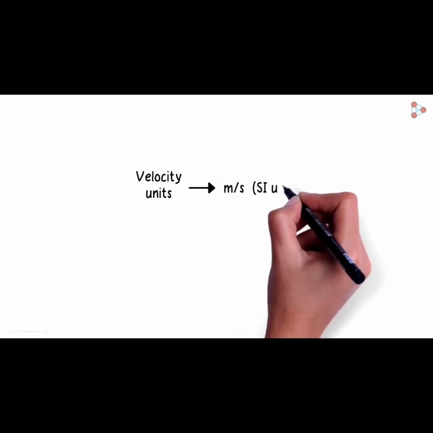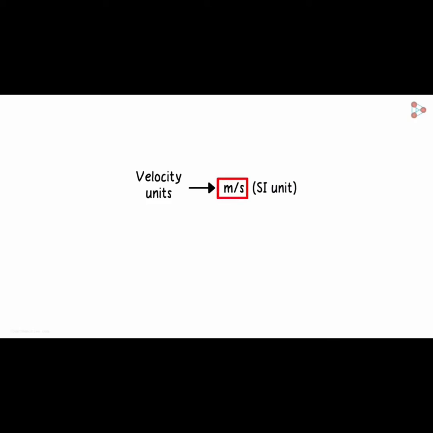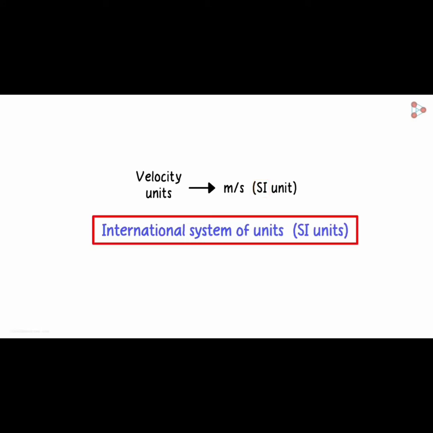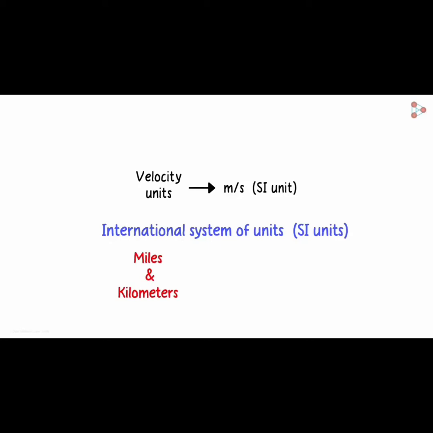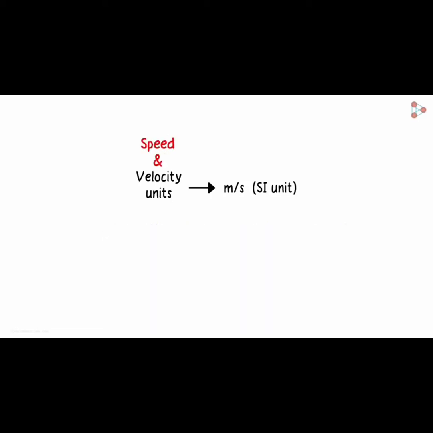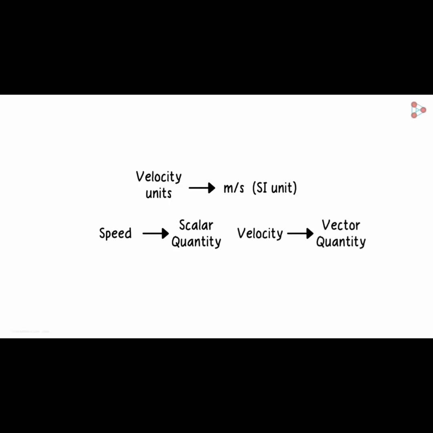The established SI unit of measurement for velocity is meters per second. And SI stands for International System of Units. This helps everyone in the world adhere to one common style of measurement. Imagine the confusion created with different measures like miles and kilometers, gallons and liters, US gallons and imperial gallons, etc. Incidentally, speed and velocity are both measured in meters per second. But do you remember which one is a scalar quantity and which one is a vector quantity? Yes, speed is a scalar quantity and the velocity is a vector quantity as the direction is also specified.